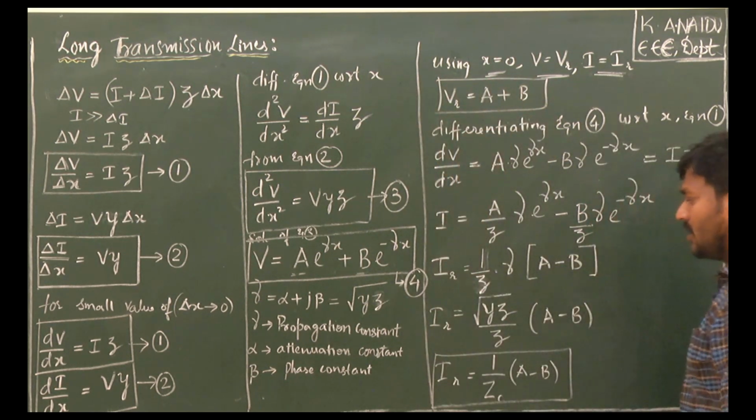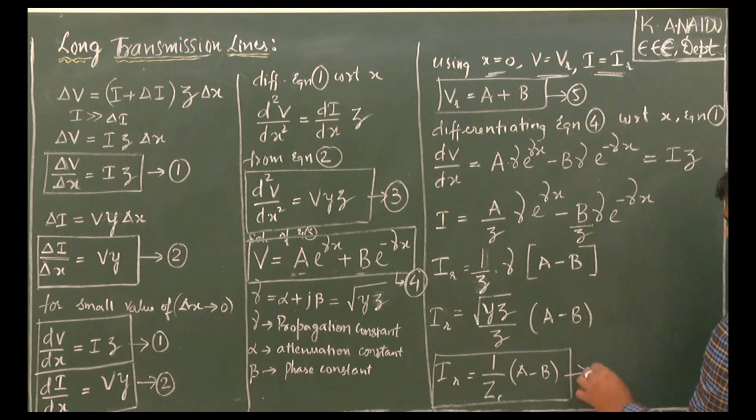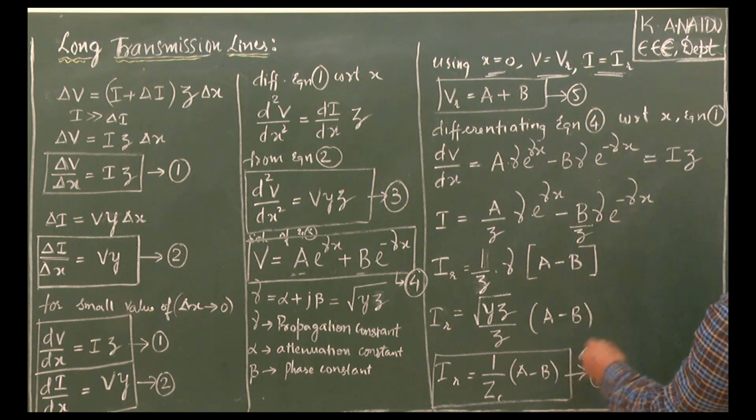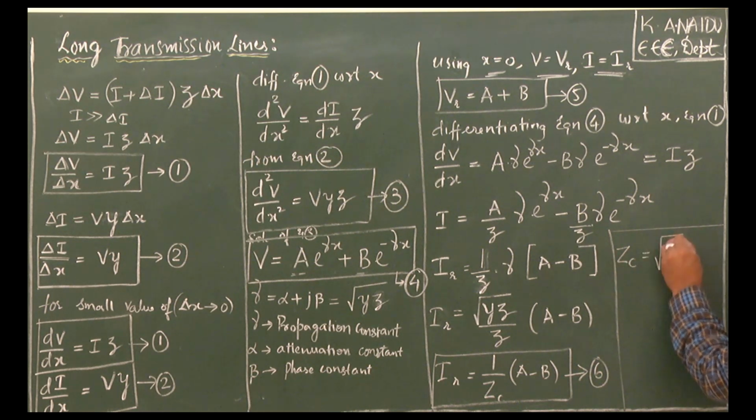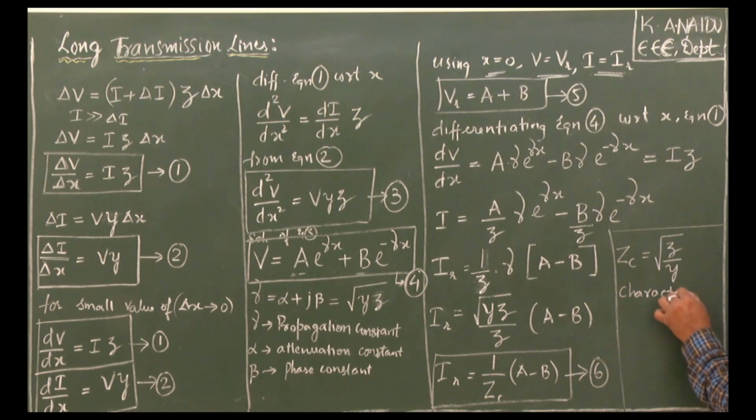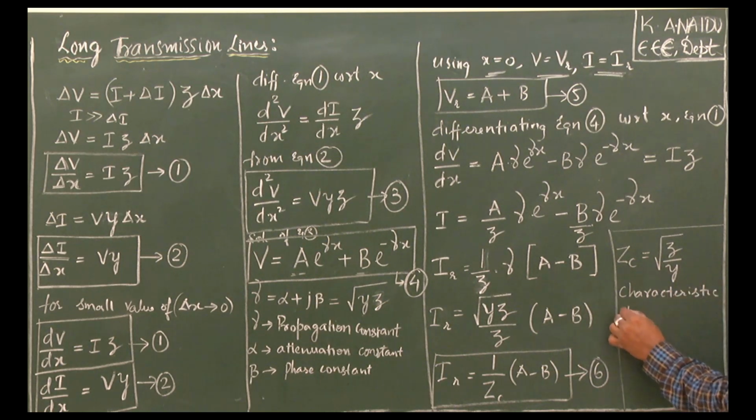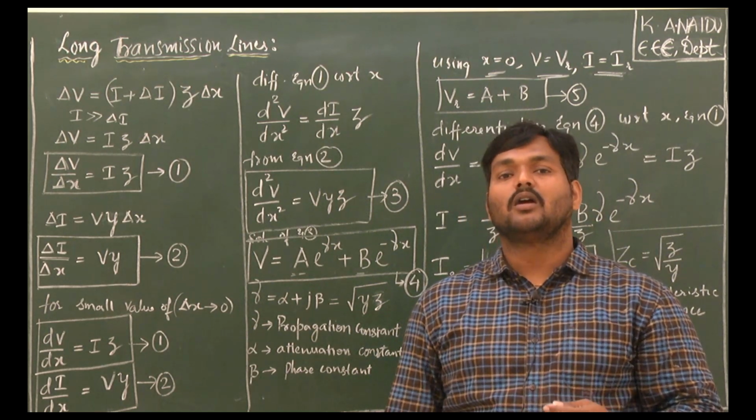So this is one equation, and V_R is equal to A plus B is another equation. Let us give the numbers: this is equation number 5, and this is equation number 6. Here Z_C is equal to square root of z by y. It is called the characteristic impedance. Clear? It is independent of the length of the line.